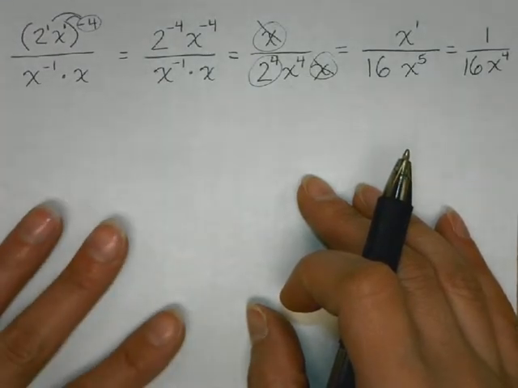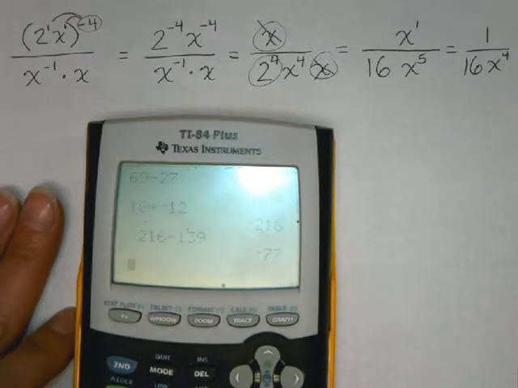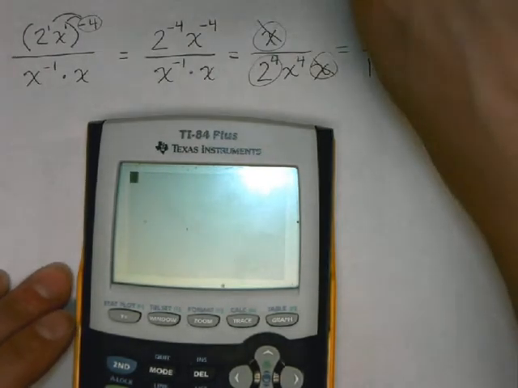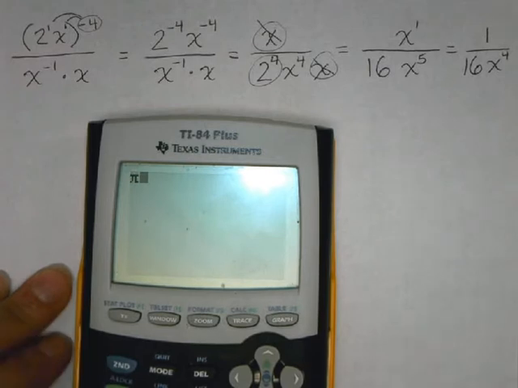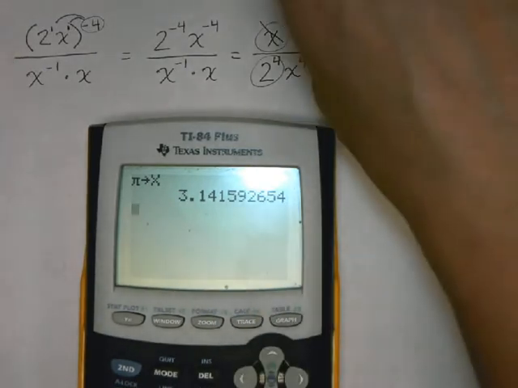Okay? Now, do you want me to show you how to check it, or are you comfortable with it? Okay, yeah, I'll go ahead and check it. So if I was checking this with a calculator, I would go ahead and use my store key, put some nasty number in there. I like to do pi. Pi store into x. I enter, when you simplify, you're keeping it equivalent. So I'm going to enter this original problem.